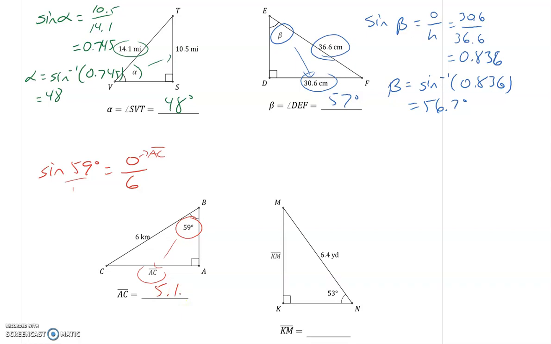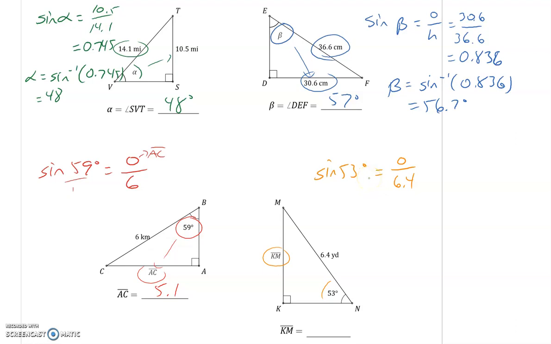Okay, so next we've got, change colors, the 53 degrees in there. So sine of 53 degrees is opposite. The opposite would be the KM, so the opposite divided by the hypotenuse. The hypotenuse is the 6.4. So very similar to the last one, not much different.